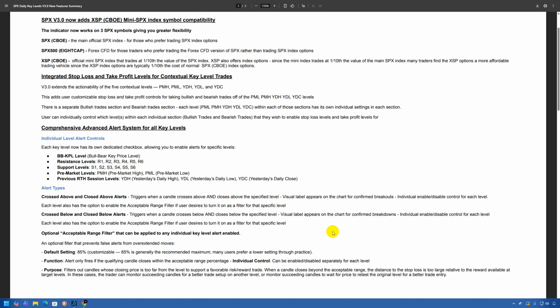As for the function, if this optional range filter is turned on, the alert only fires if the qualifying candle closes within the acceptable range percentage. This is an individual control that can be enabled or disabled separately for any level. The purpose, again, is that it filters out candles whose closing price is too far from the level in question to support a favorable risk-reward trade.